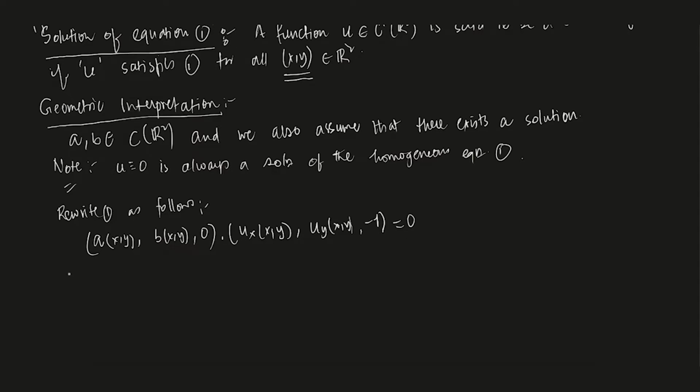First of all, let us define some notations. Define S to be the graph of U. Now, since U is C1, we are assuming there exists a solution U, let's say. If there is a solution U, the graph of U is smooth.